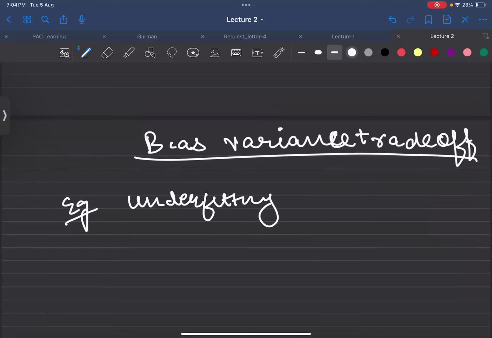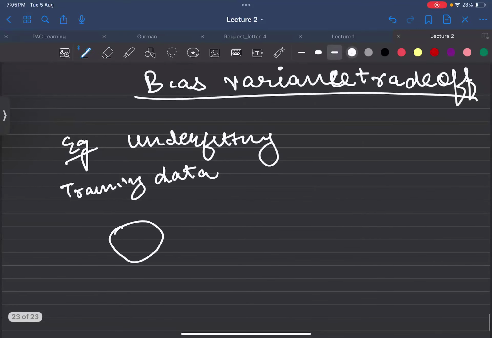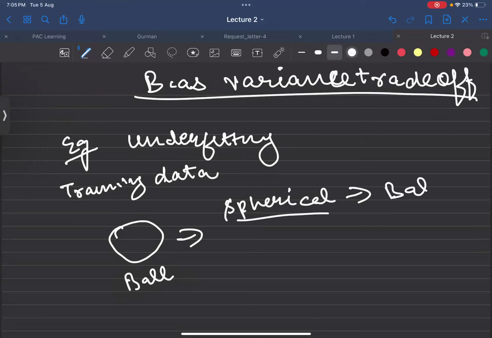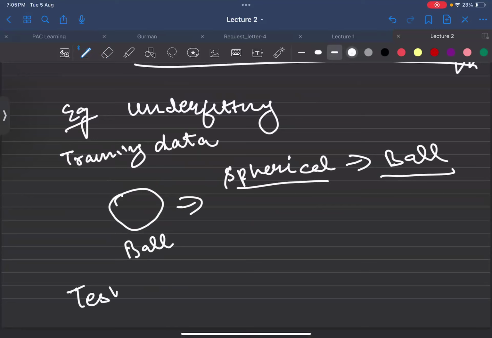Suppose in training data I gave a ball as output. And I gave the feature: whatever is spherical in nature is a ball. So I have one feature. Then I came to testing data. I gave an orange there. I said, yes, it's spherical in nature, it's a ball. So what happened here? Okay, it is not a ball.